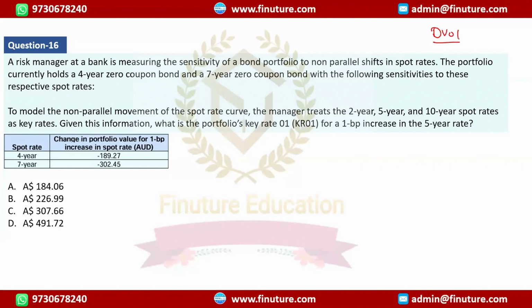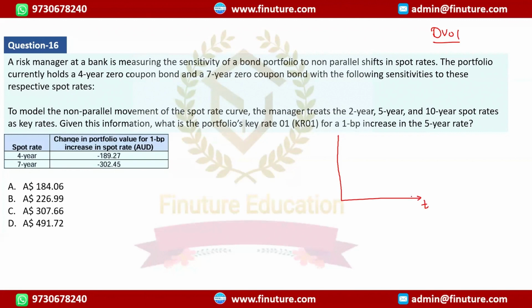Dollar value of a basis point. So when there is a 1 basis point change in the interest rate, what is the dollar impact on your bond portfolio? That's a DV01. But see what happens in practical life when I say 1 basis point change. So let me just plot a yield curve.